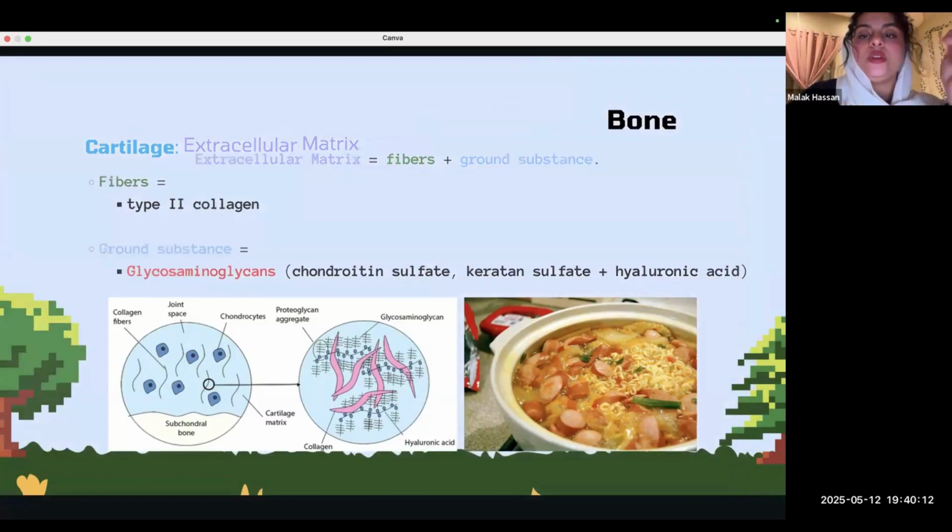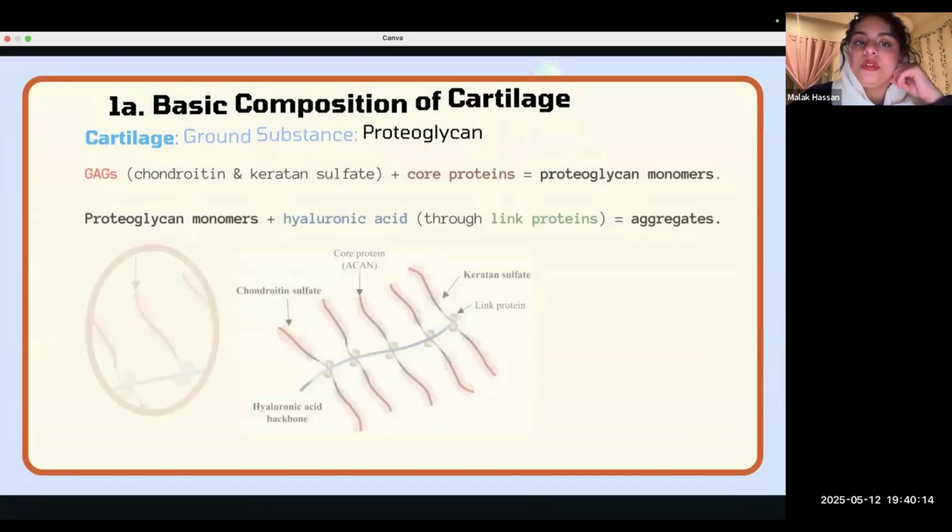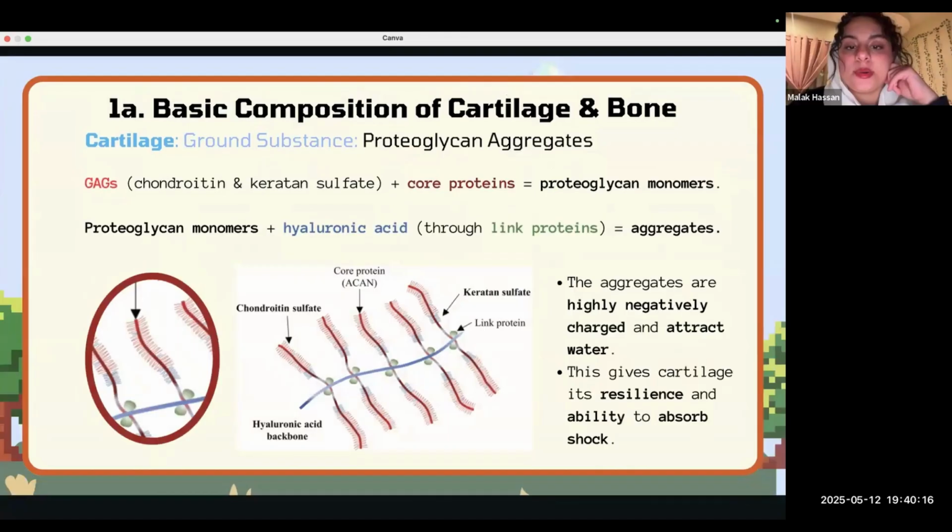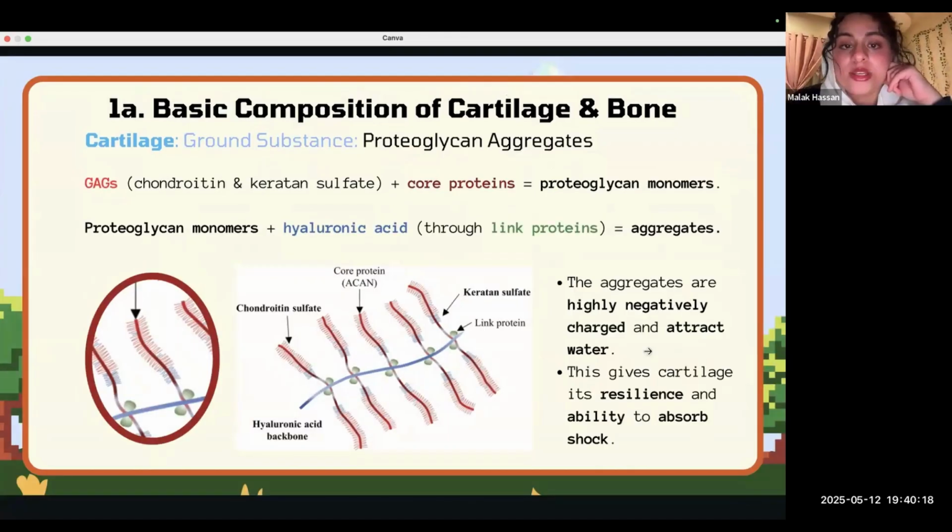Now, when you're making any good bowl of noodles, you just throw in the spices and just hope for the best. I hope not. So, there's kind of a recipe to the proteoglycans, to the GAGs when they're formed in the cartilage. Okay, so you have the GAGs, specifically chondroitin and keratin sulfate.